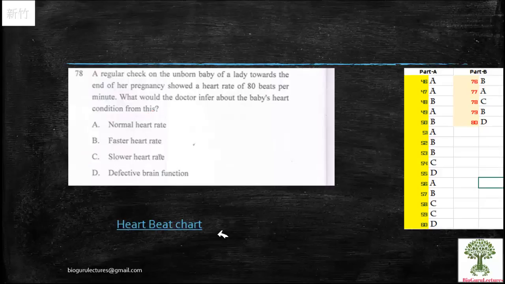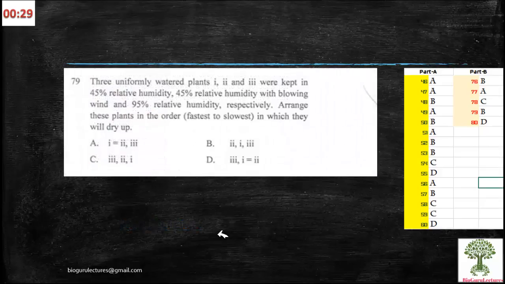Next question, the 79th one. The uniformly watered plants 1, 2, 3 were kept at 45% relative humidity, 45% relative humidity with blowing air, and 95% relative humidity respectively. Remember, plant 2 has relative humidity with blowing wind, plant 1 just has relative humidity maintained, and plant 3 has 95%. Arrange these plants in order from fastest to slowest in which they will dry up.